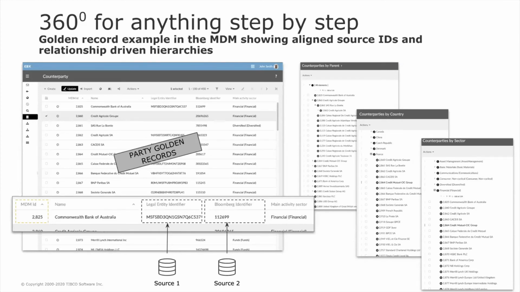So right here, we see this particular 360 viewpoint. I'm looking at a counterparty. So maybe this is a B2B example, or maybe we're talking about a supplier management type of example. And what I have in here is the unique golden ID or system ID I have inside the MDM system, but then I've got all the additional system IDs on the same record that help me align the data. And of course, because I'm capturing a lot of intrinsic information, almost like demographic data about the counterparty, I can also produce these little hierarchies that show me the counterparties by parent or by country or by sector.